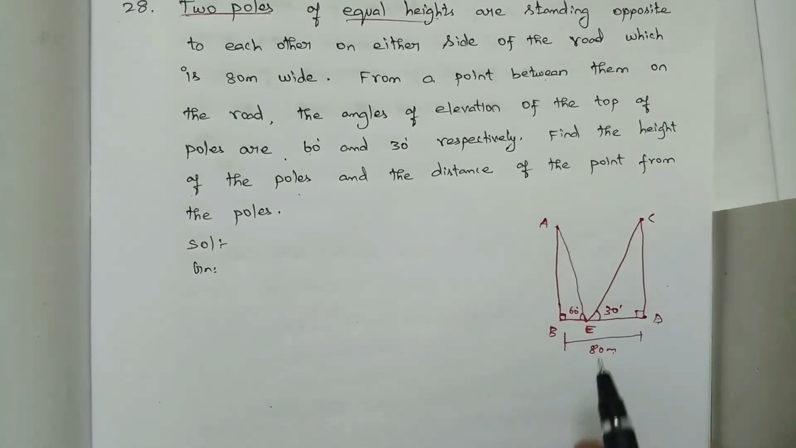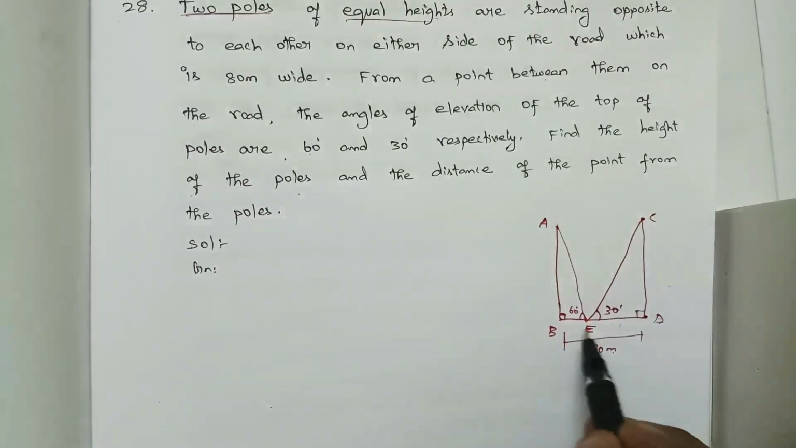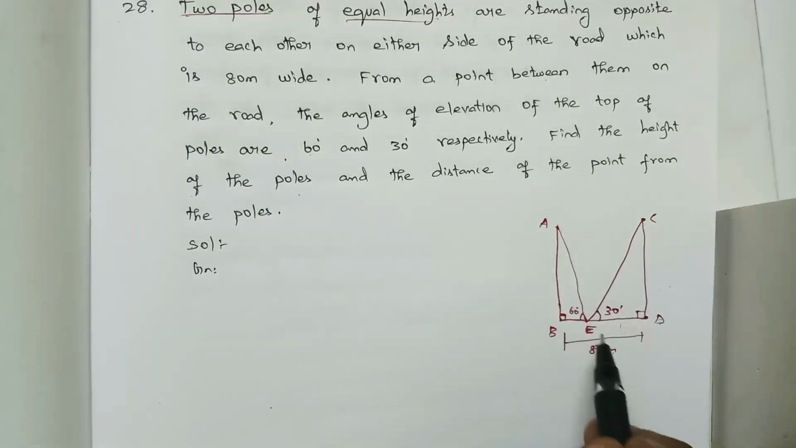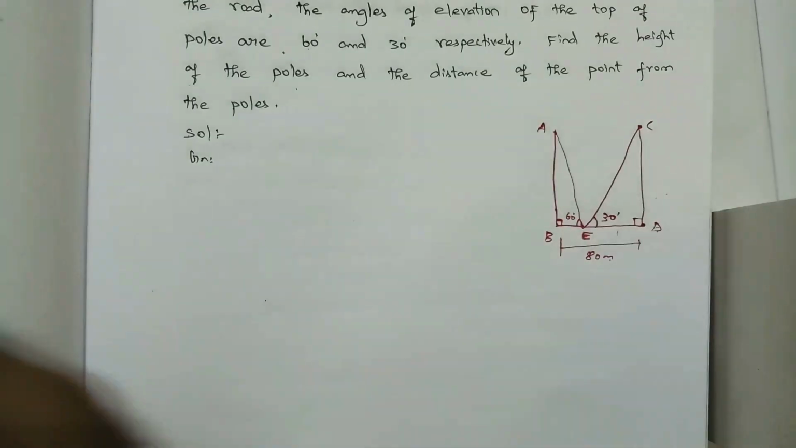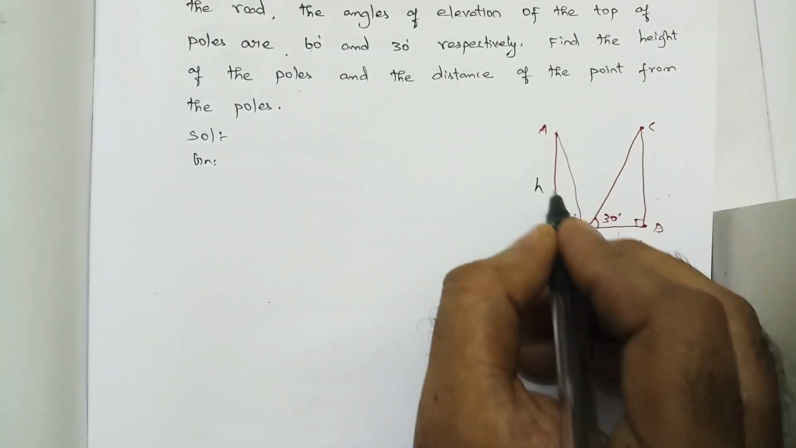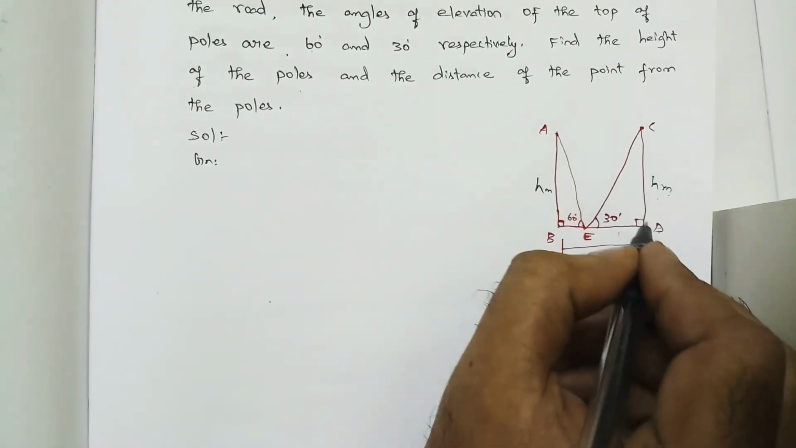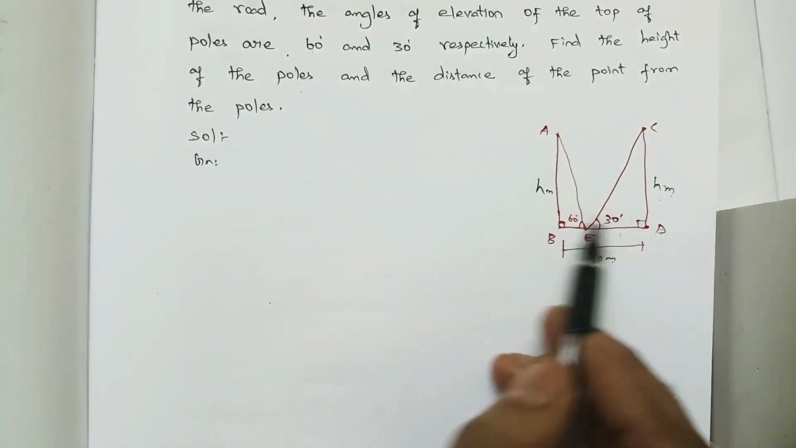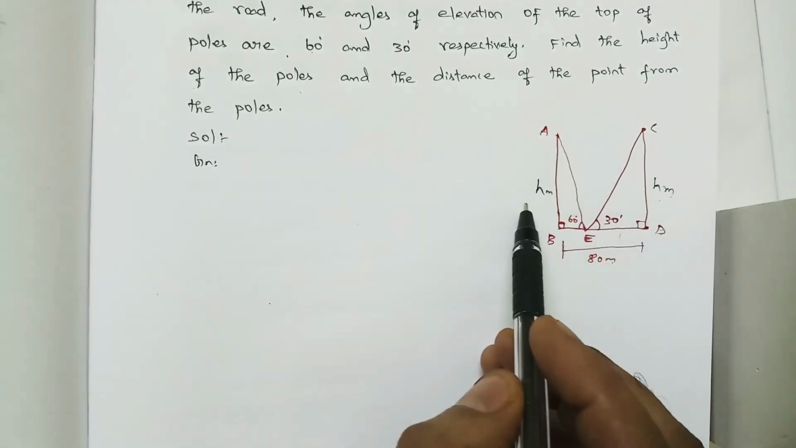So I'm just assuming this is X and this is Y, and this will be H, which means we'll get three variables, right? Instead of that, we will have two variables. How? I'm just assuming that the height of the pole is H. This is H meter, and this is also H meter, because both are equal. The height of the poles are equal.